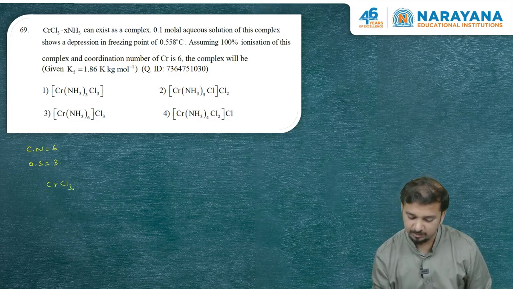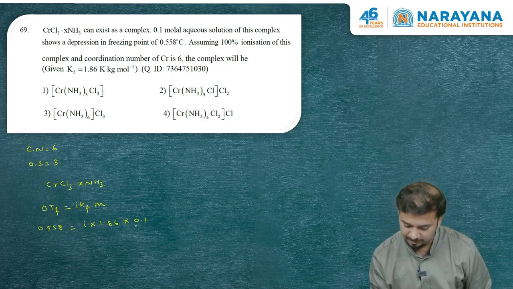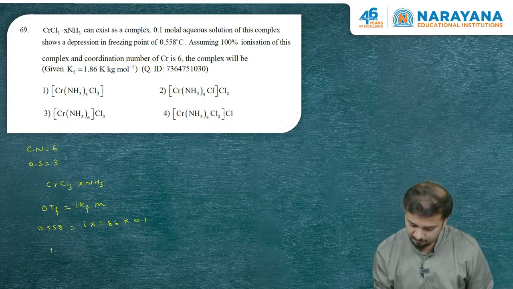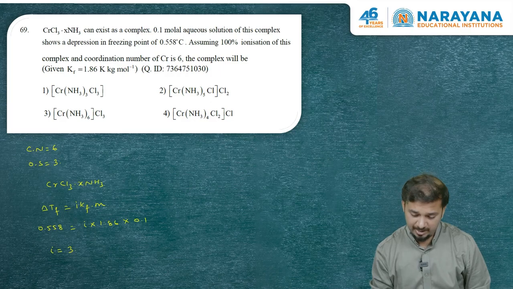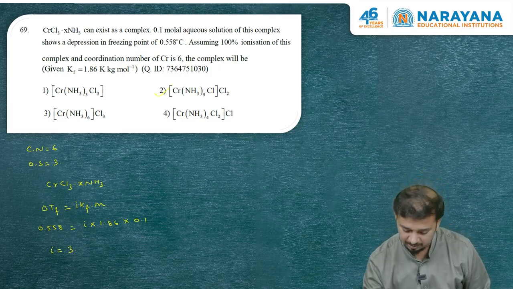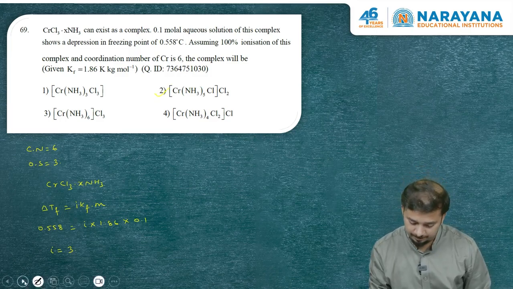We have to make the complex from CrCl3.xNH3. Now we know delta Tf is equal to i into Kf into m. Delta Tf given is 0.558, that will be equal to i into Kf, which is 1.86, into m, which is 0.1. So if you simplify this, we'll get i will be equal to 3. i is 3 means 3 particles will be formed after complete ionization, and we can see 3 particles are getting formed in option number 2. So the correct answer for this question is option number 2. Okay, moving to next question.